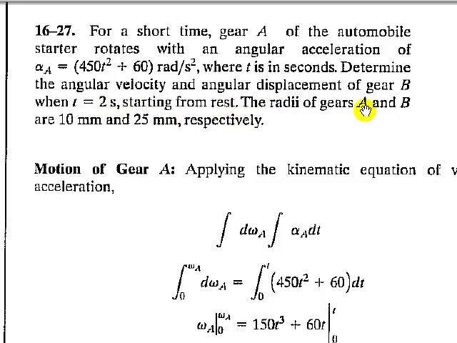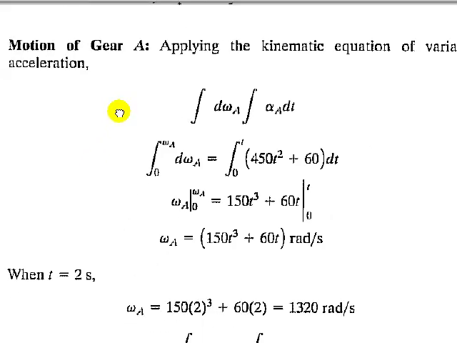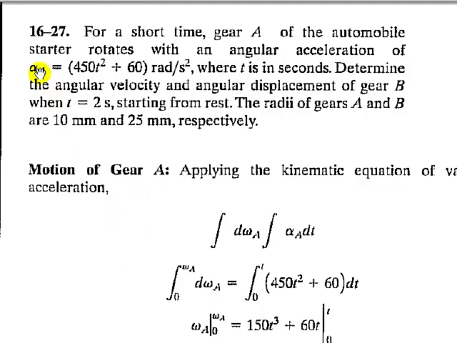The radii of gears A and B are 10 millimeters and 25 respectively. And so what we're going to do is take what we know about the acceleration of A, and learn something about omega of A.